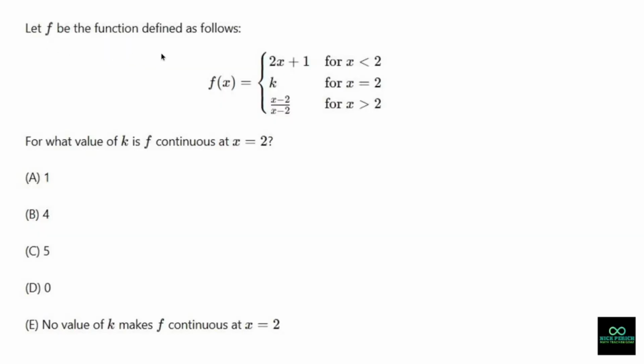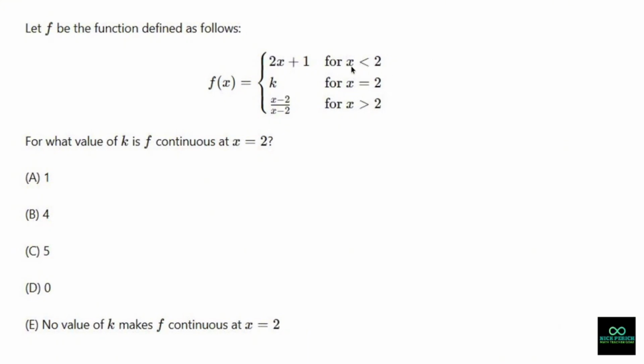Let f be the function defined as follows. We have ourselves a piecewise function. f of x is 2x plus 1, but we only care about that for when x is less than 2. We have just a constant k, which we don't know, for x equals 2, and x minus 2 over x minus 2 for x greater than 2.